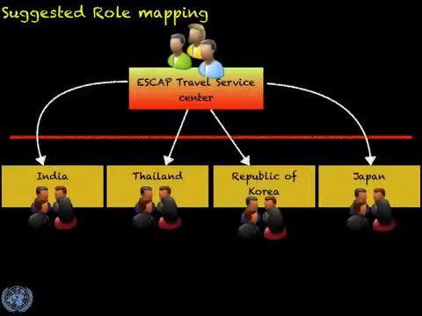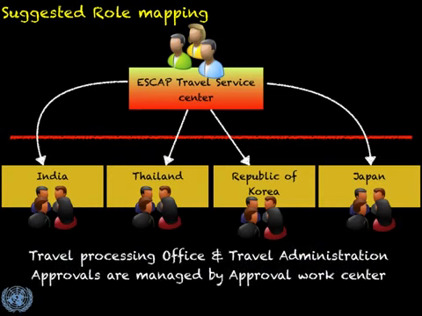The suggested role mapping for SCAP is an SCAP travel service center who will be managing all the field offices, and the travel processing office and travel administrations are a kind of service delivery model approach. And approvals, all approvals are managed by a component called Approval Work Center. If you need more information on Approval Work Center, please see my Umoja shots on Approval Work Center.